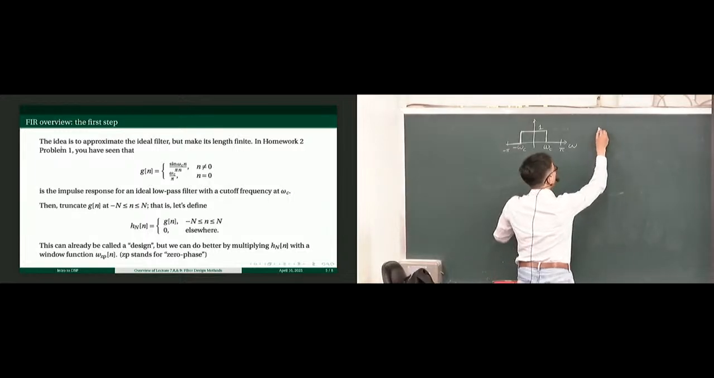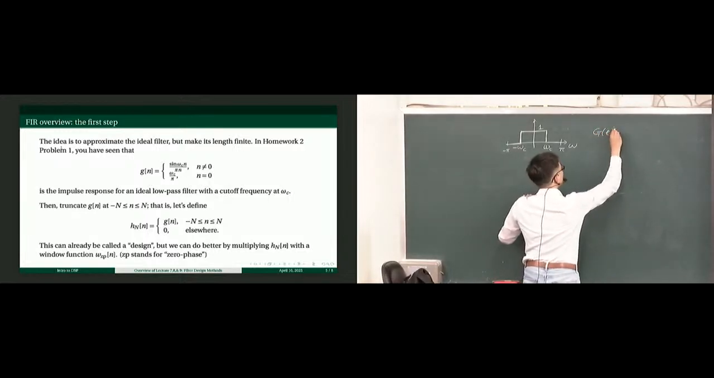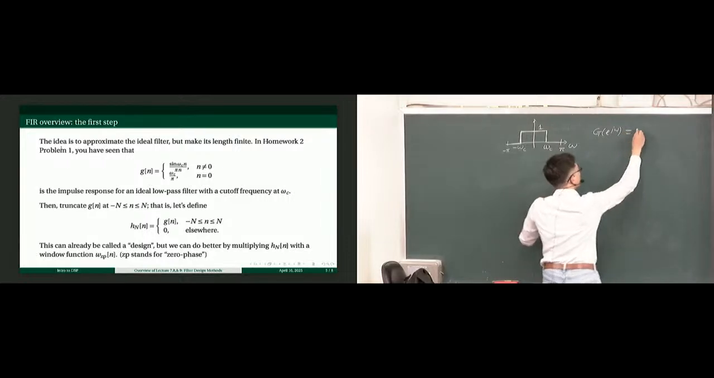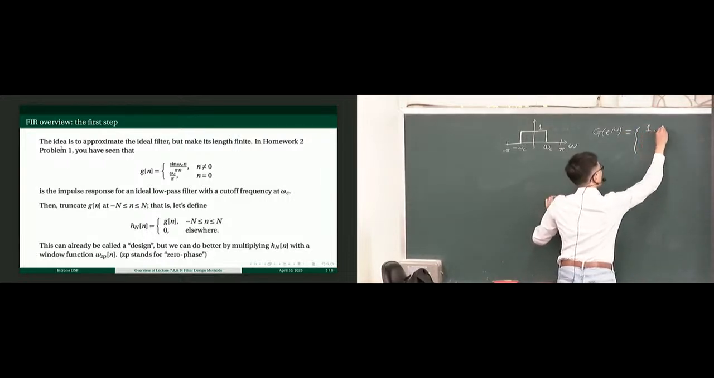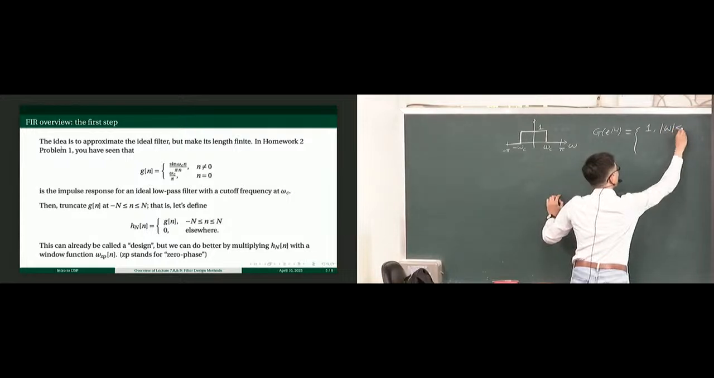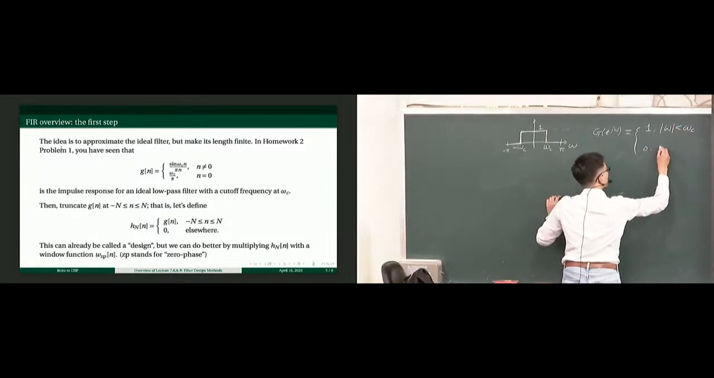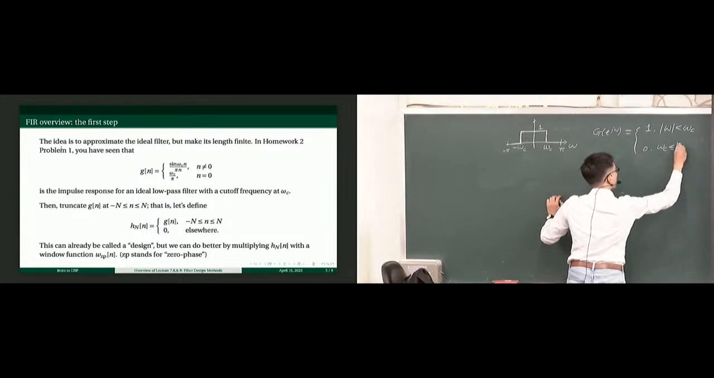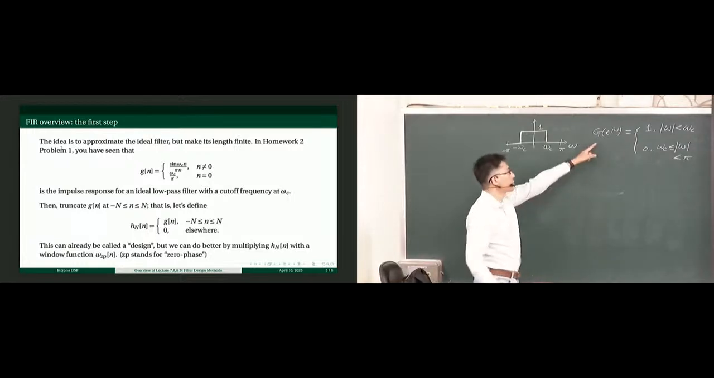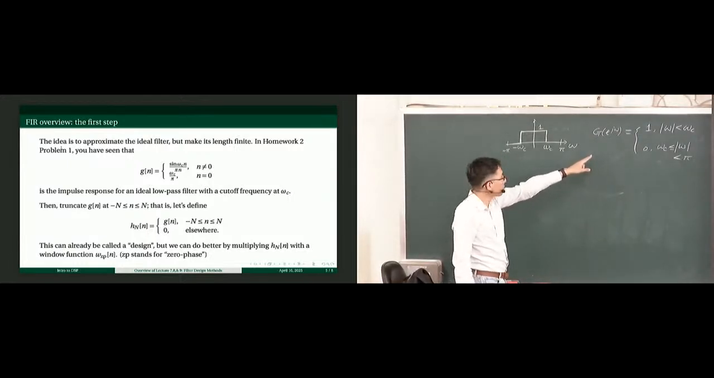If we have a G(e^jω) that's defined as being 1 when ω is smaller than ω cutoff, and 0 elsewhere, ω cutoff smaller than ω smaller than pi, okay? If you have this spectrum, then the inverse DTFT of it corresponds to an impulse response.